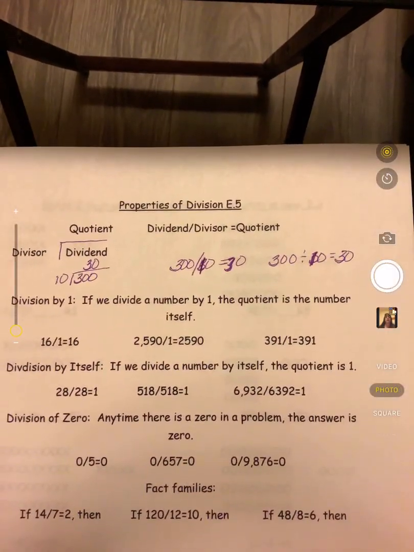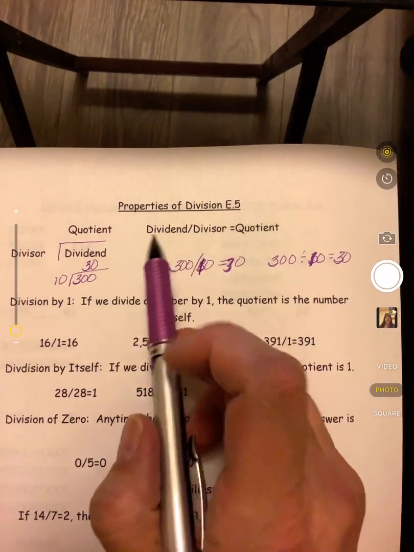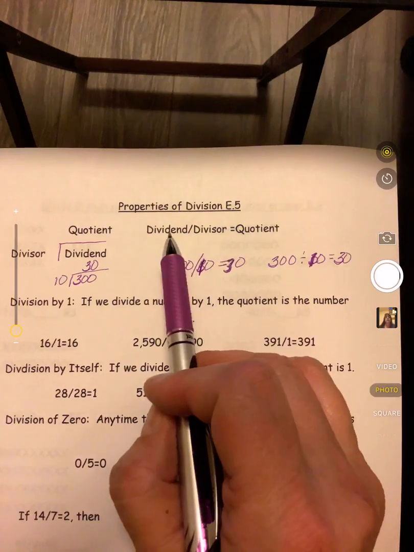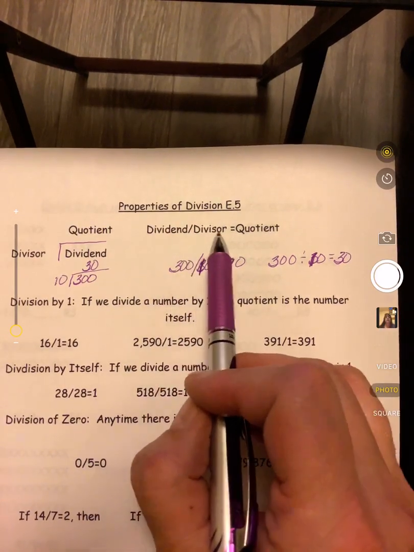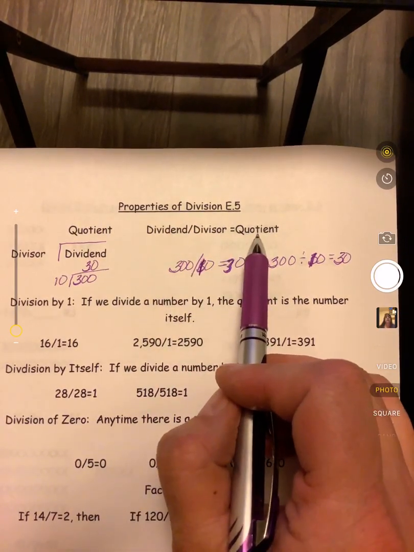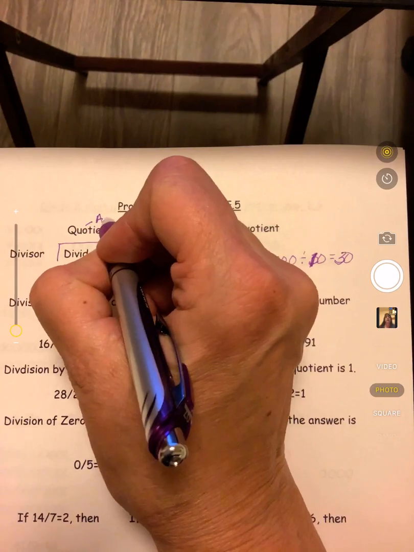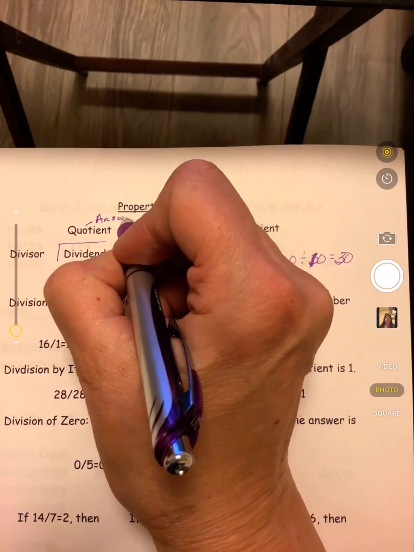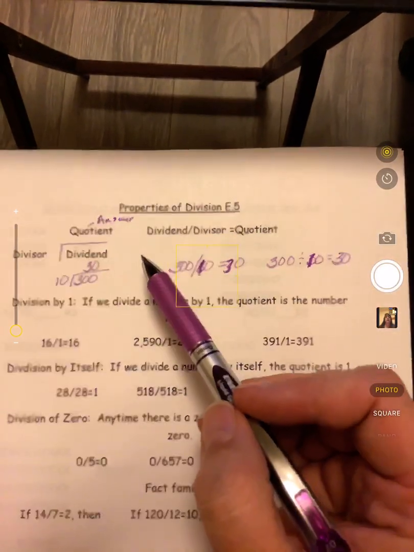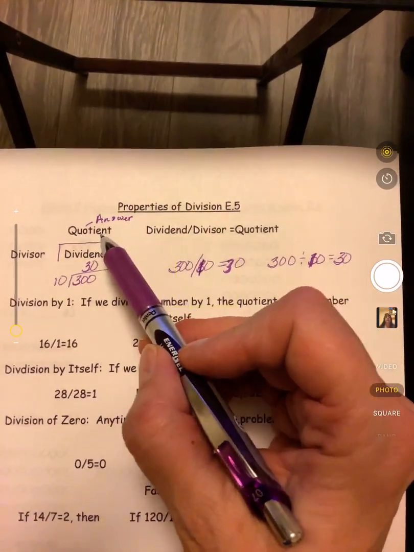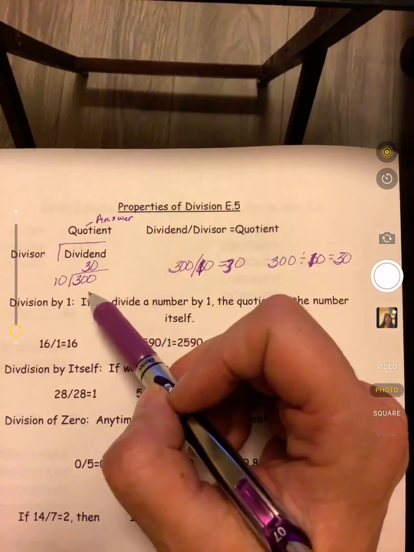Okay, so these are the three things that we have. We divide by the divisor and we end up with the quotient. The quotient is the name of our answer. When we multiply, it was the product. Our answer, if they say they want the quotient, they want the answer.